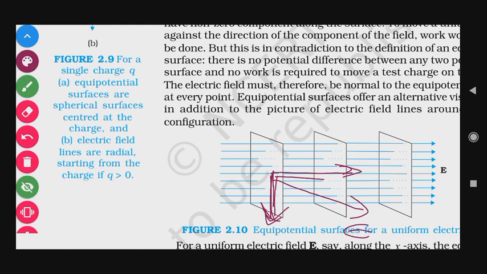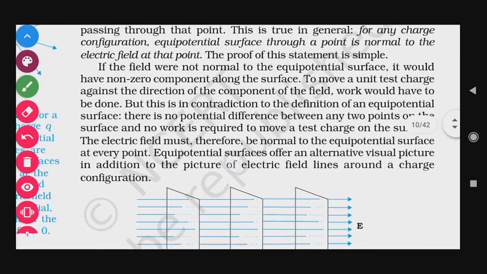If I'm moving a unit positive charge on this equipotential surface against the electric field, I have to do work. But you know the definition of an equipotential surface: the potential is the same, and I don't have to do any work. This contradicts the statement that if the potential is the same, I don't have to do work. So the work cannot be non-zero, and our assumption that the field has a component along the surface is wrong. So it will always be normal to the surface. I hope this makes sense to you.